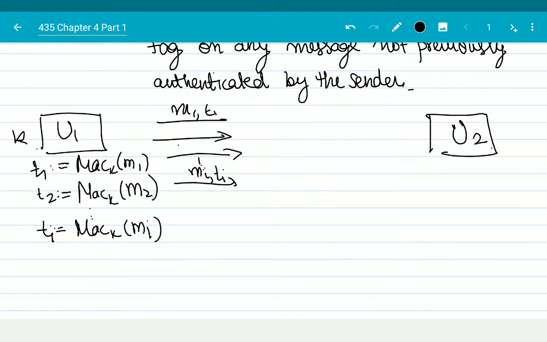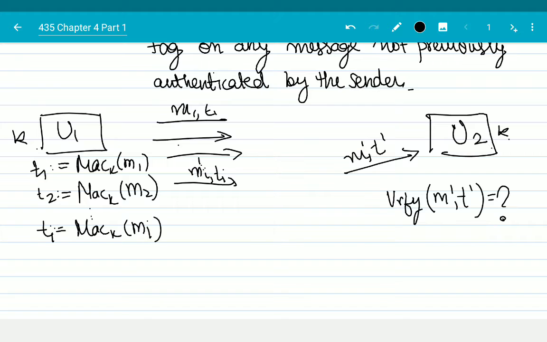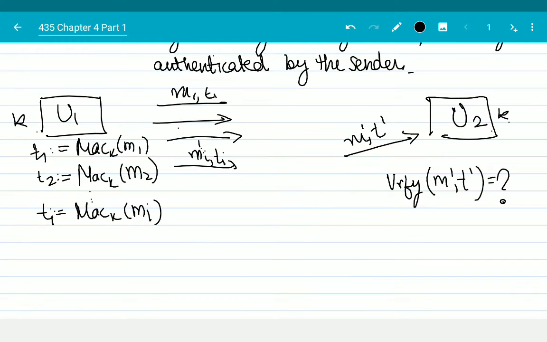Now the adversary can see all these messages. They can see that these messages are getting authenticated, and he or she sends a message M prime, T prime. User 2 also has the key K. Now what does Verify of M prime, T prime do? It should only verify if it is one of the messages M1 T1 to Mi Ti that was originally sent. If it's something else, it should fail. It should not succeed, not even with probability half.